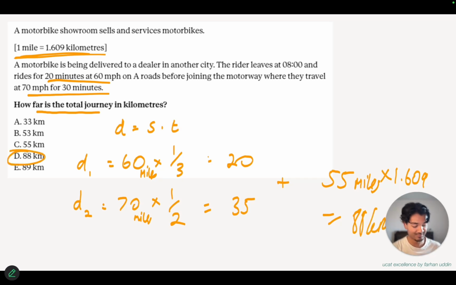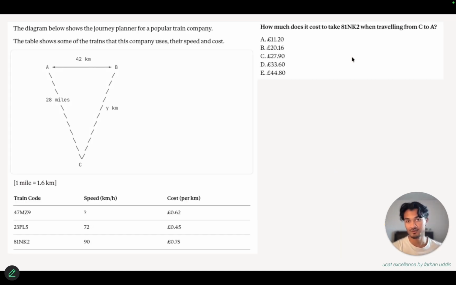All right, fantastic. Let's move on then to our next question. Okay, feel free to pause the video here, understand what it's about, and then have a go at the question. Alrighty, so let's run through this one. So we can see in front of us, we've got a bit of a diagram that shows the distances between stations, and this is all about the speed and cost of these trains.